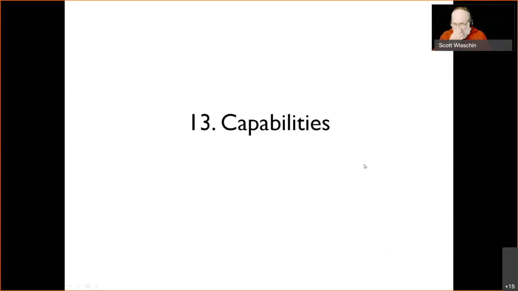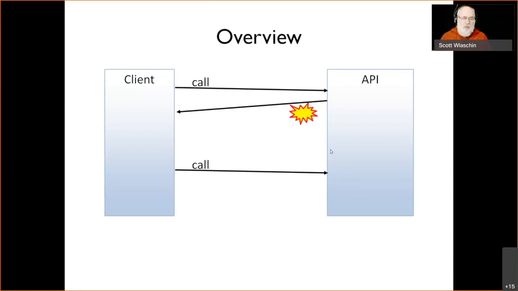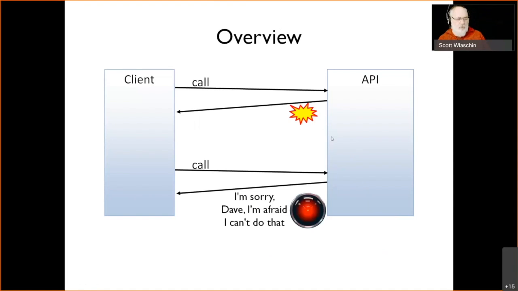Finally, capabilities. So what happens often is I make a call and the API says, actually, you can't do that, sorry. I make another call and it says, sorry, Dave, I can't do that.